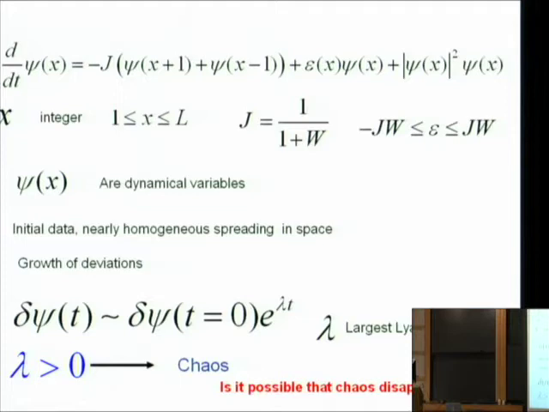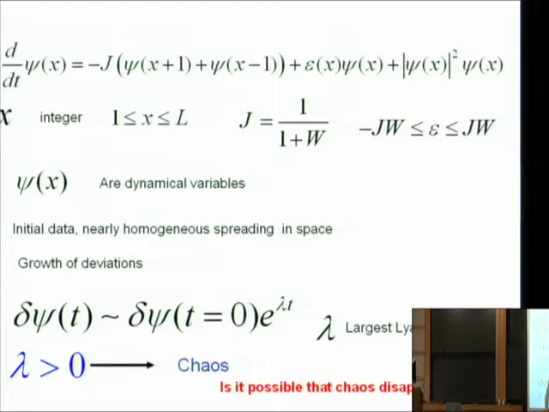Then, what we now compare to the initial equation, we rescale J goes like 1 plus W, and epsilon goes from J minus JW. So the linear part, the localization, is trivially rescaled. So the localization length will not change by this. However, the scale of energy will change. The nonlinear part is rescaled basically by 1 plus W.